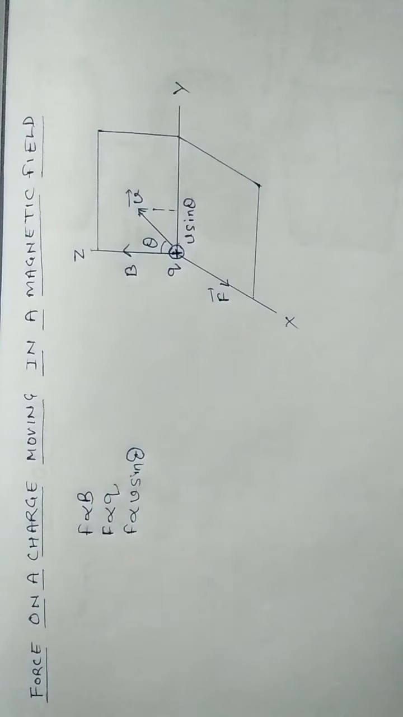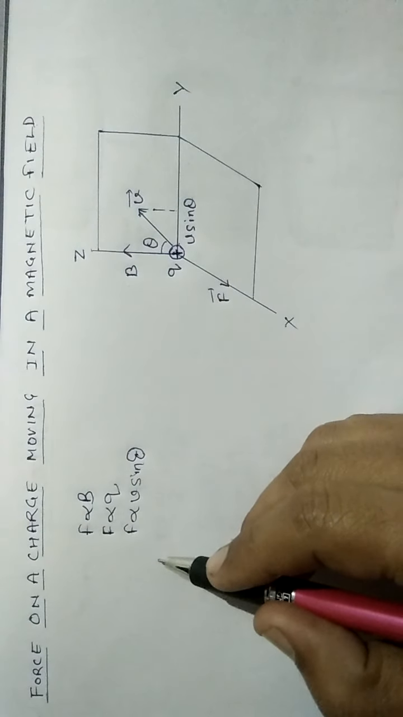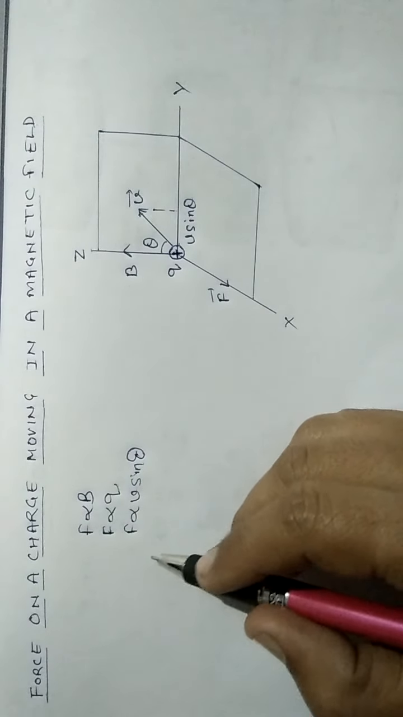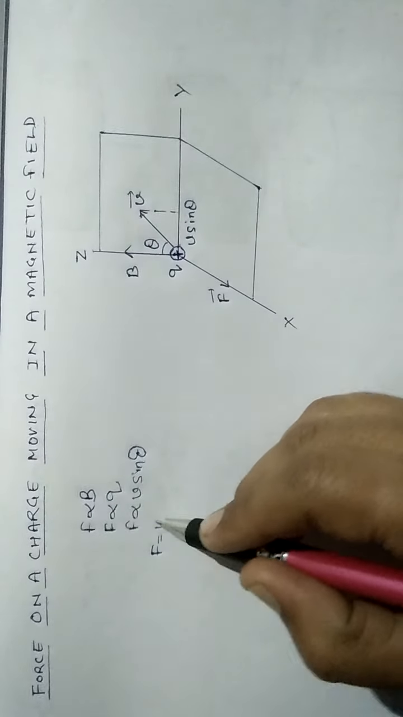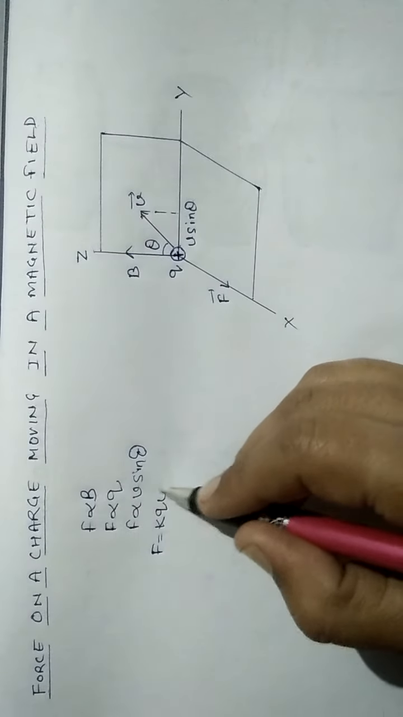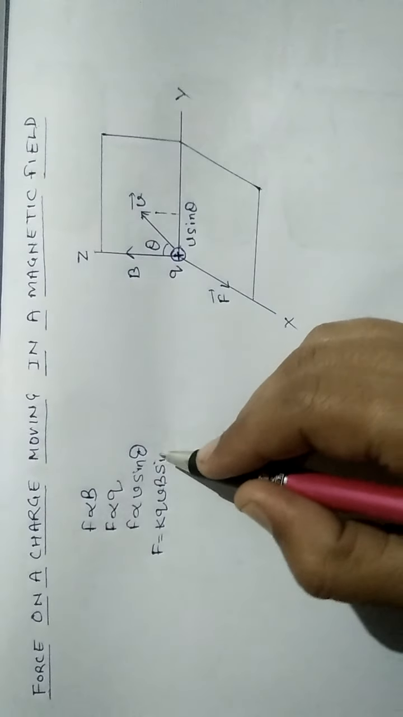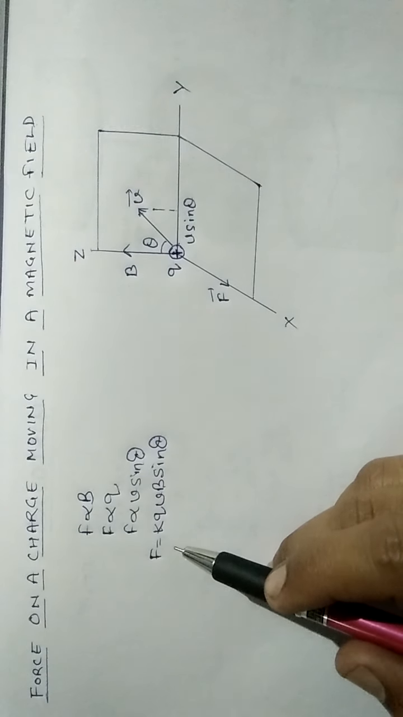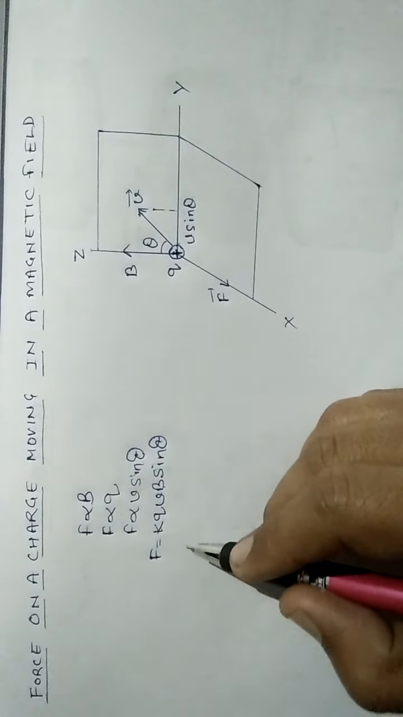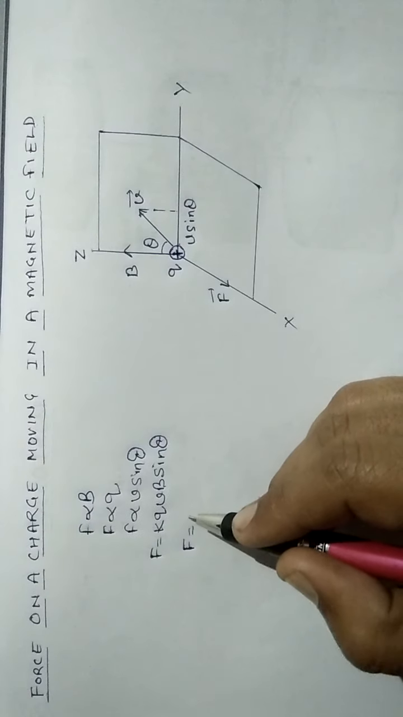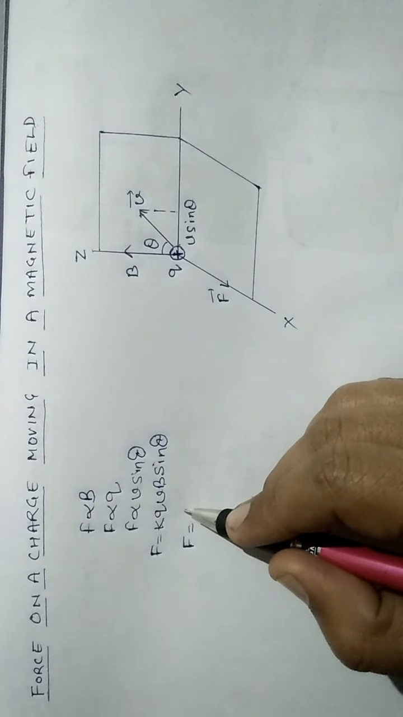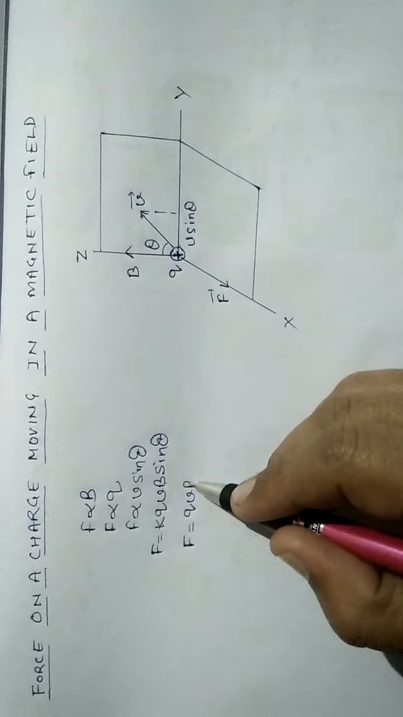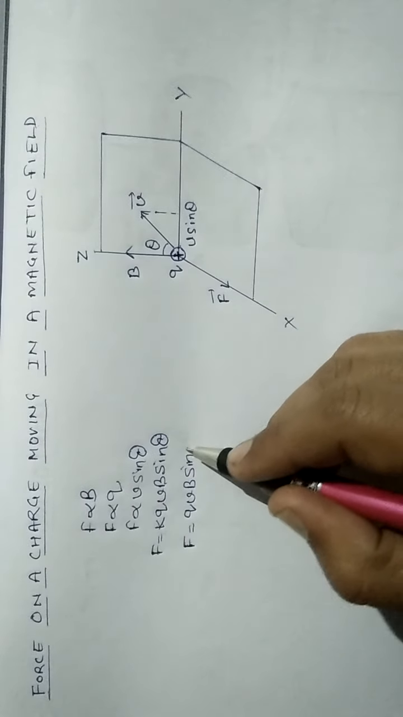Combining these three factors, we will get F is equal to K Q V B sine theta, where K is a constant of proportionality, and the value of this constant K is found to be 1. So the force experienced by the charged particle will be F is equal to QVB sine theta.